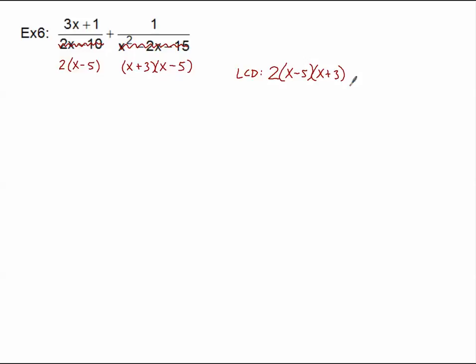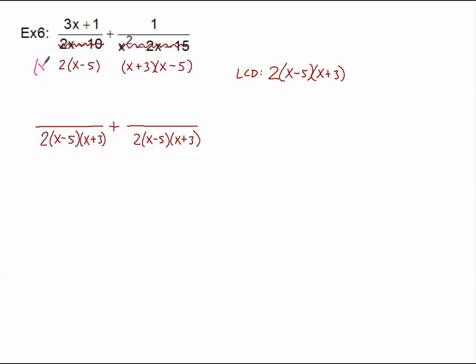So both of these fractions are going to become new fractions with that LCD: the 2, the x minus 5, and the x plus 3. Once both of these fractions have this denominator, then I'm able to add them. So let's see what's missing. This one has the 2 and the x minus 5, but it's missing the x plus 3.